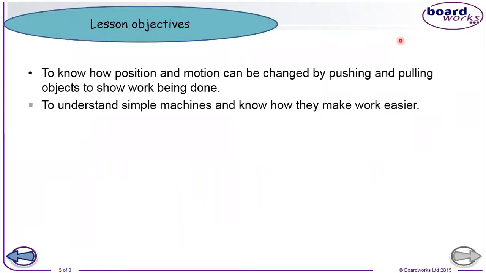Learning objectives. At the end of this lesson, you have to know how position and motion can be changed by pushing and pulling objects to show work being done, and to understand simple machines. Simple machines, I think you studied in grade 2, and we will study them again now. It's a very nice lesson, by the way. You will take it again in grade 4 and 5 and know how they make work easier.